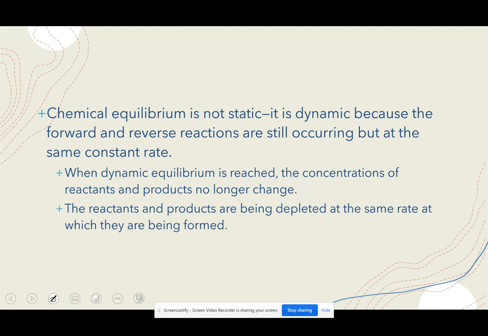Because they are occurring at a constant rate, when we are at equilibrium, the concentrations of reactants and products no longer change. This is because the reactants and products are being depleted at the same rate at which they are being formed.